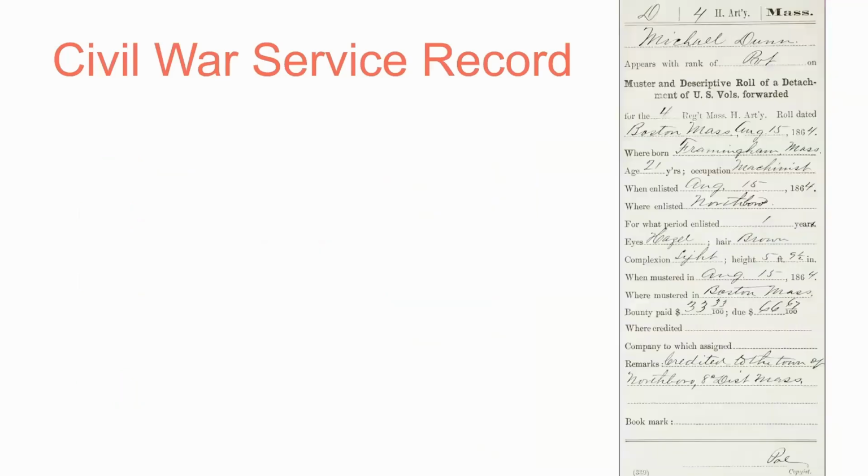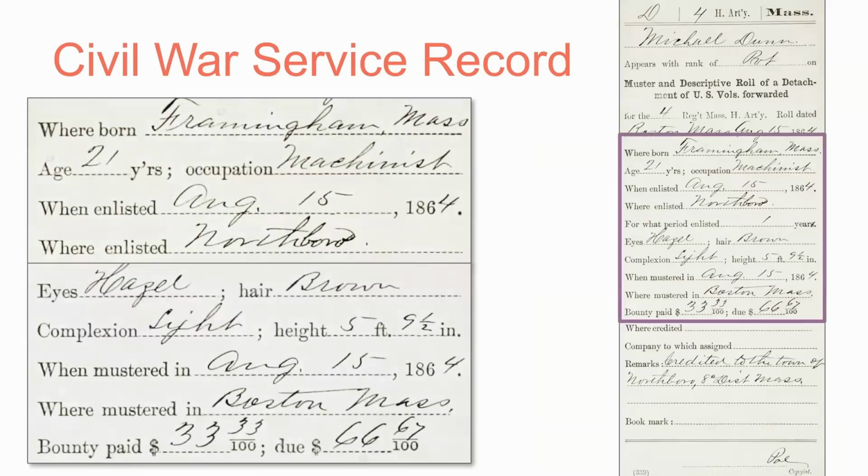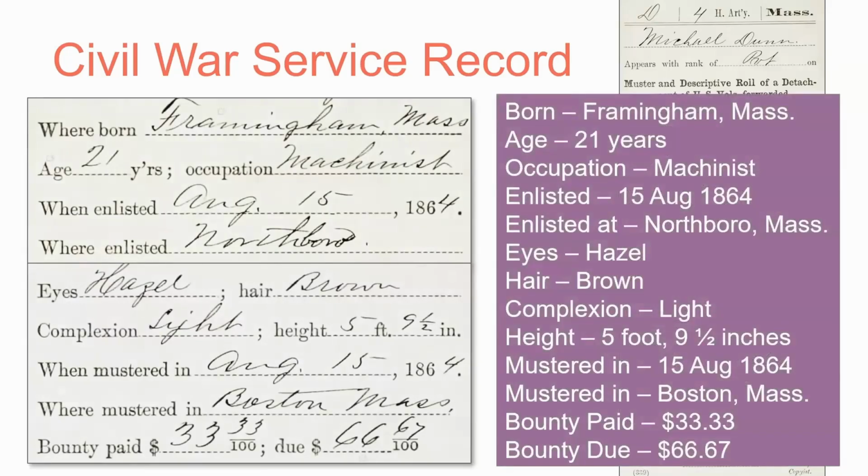So again, Michael had many muster rolls, but I just want to show you one example. And it pretty much is the same as Obadiah, but in it, we can also find his birthplace, which is Framingham, Massachusetts. Gives us his age and his occupation as a machinist. And not only do we get the date that he enlisted, but where it was. We also get his physical description, and that he had hazel eyes, brown hair, light complexion, and he was 5'9.5". It also states his mustering in date and where it was, and that there was a bounty paid and due.